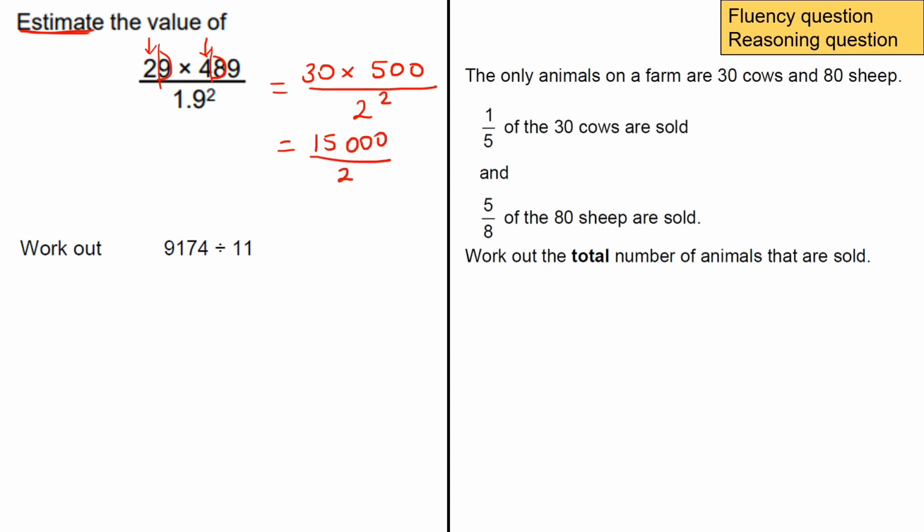And then we're going to be dividing it by 2 squared, which is 4. So we're dividing it by 4. So 15,000 divided by 4, what you could do is just half it and half it again, and that's going to be 3,750.